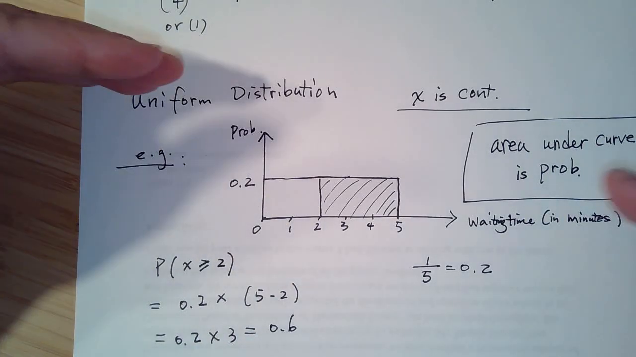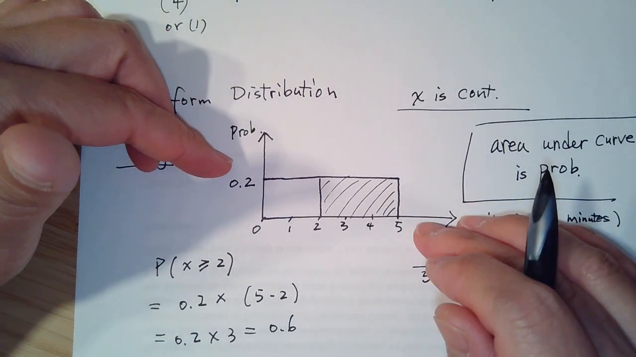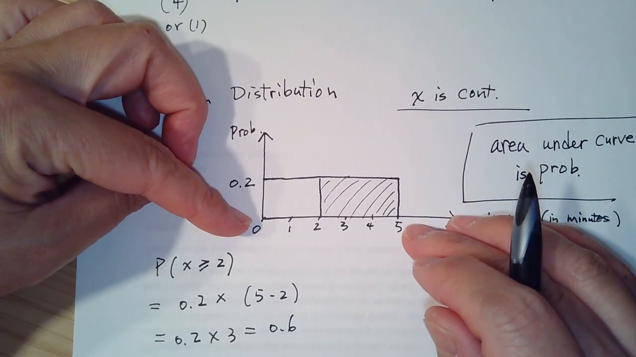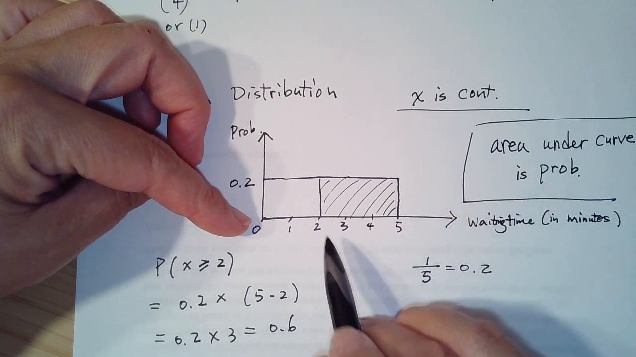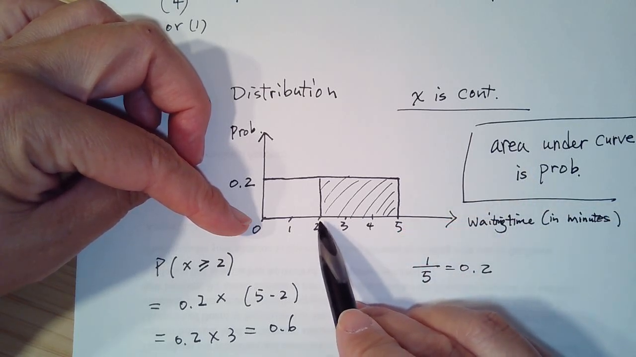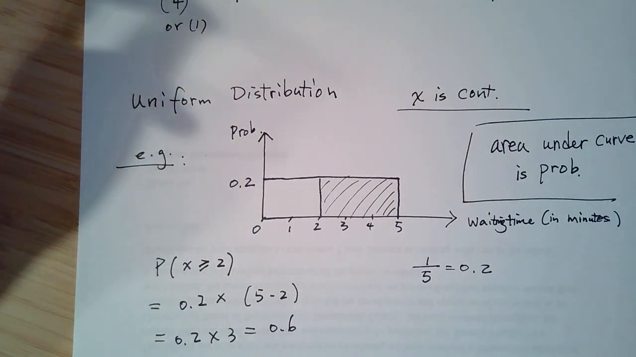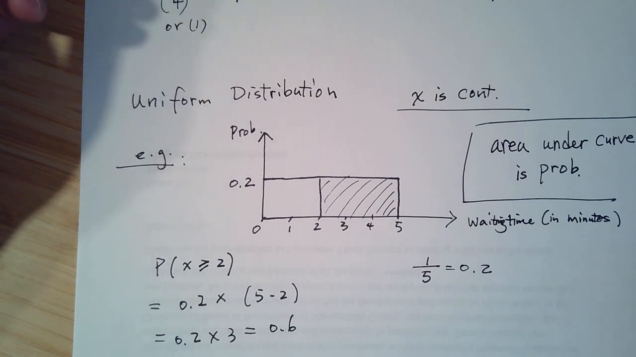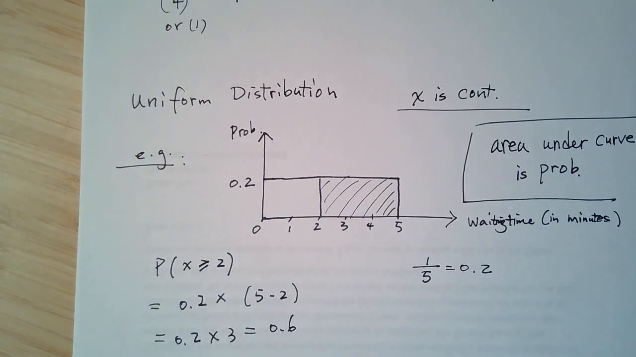Okay, so if the waiting time of the passengers is uniformly distributed between 0 and 5 minutes, then the probability that a passenger's waiting time is longer than or at least 2 minutes is 60%. So there's a 60% chance that they're going to wait for at least 2 minutes. That makes sense, doesn't it? It sounds good, huh?